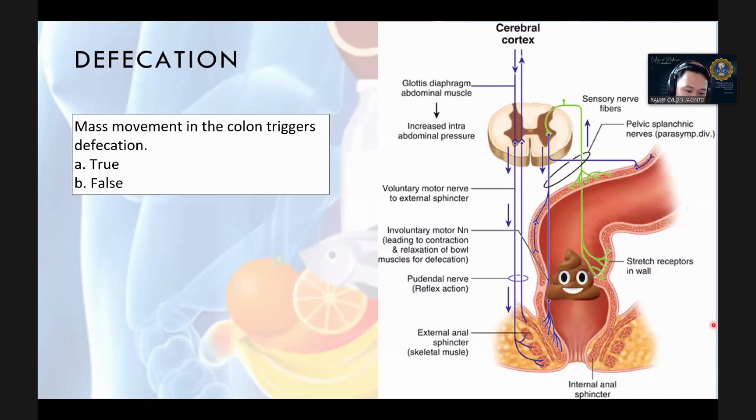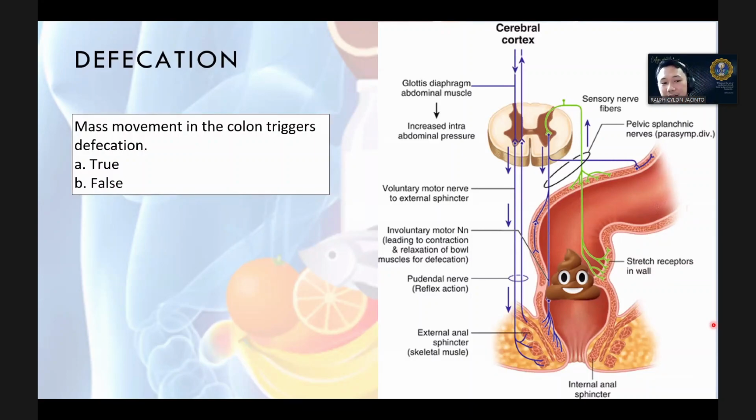What do you mean by mass movement? Movement of feces or, let's say, movement of the colonic contents along the colon. Okay, powerful propulsions. It's a propulsive movement, 'di ba, as what Dr. Bautista defined. So it's a propulsive movement whose function is to move the contents distally. This is in contrast to the mixing movement which is your haustrations, 'di ba?